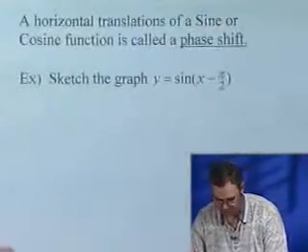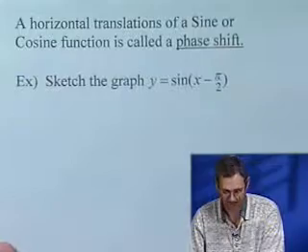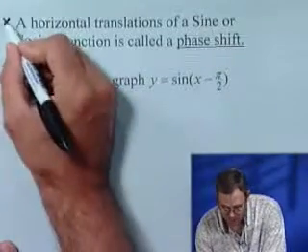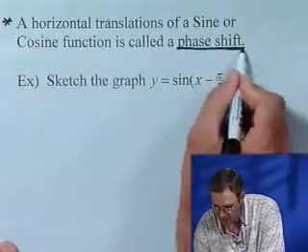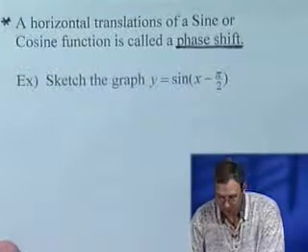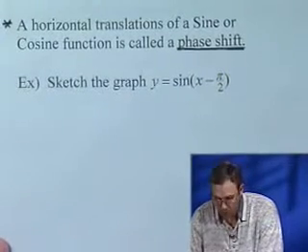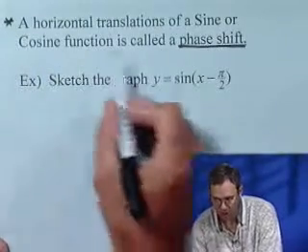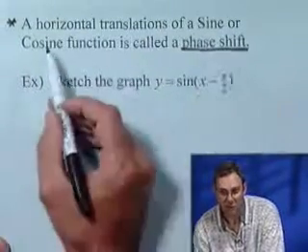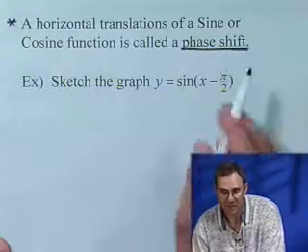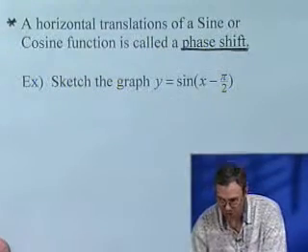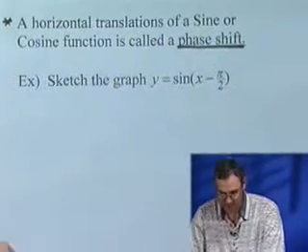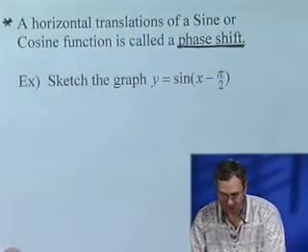For example, let's sketch this function here. We usually don't say horizontal translations when we're talking about a sine or cosine function. Whenever we horizontally shift a sine or cosine function, we'll call it a phase shift. So a horizontal translation of a sine or cosine function will be called a phase shift. Okay? It means the exact same thing as horizontally shifting.